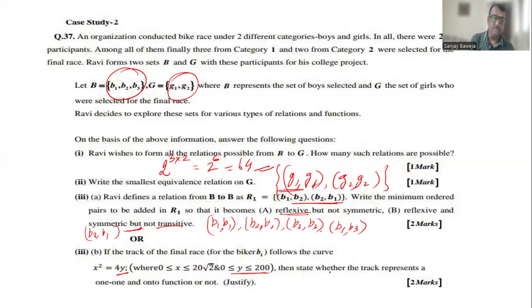Now we have to state whether the track represents a one-one and onto function. So for one-one, all of us know if f(x1) is equal to f(x2), x1 should be equal to x2. In this case, yes, it is one-one, and onto as well, because you see y lies between 0 and 200, and for every y there will be some value of x lying between 0 and 20 root 2. So this is an onto function also.